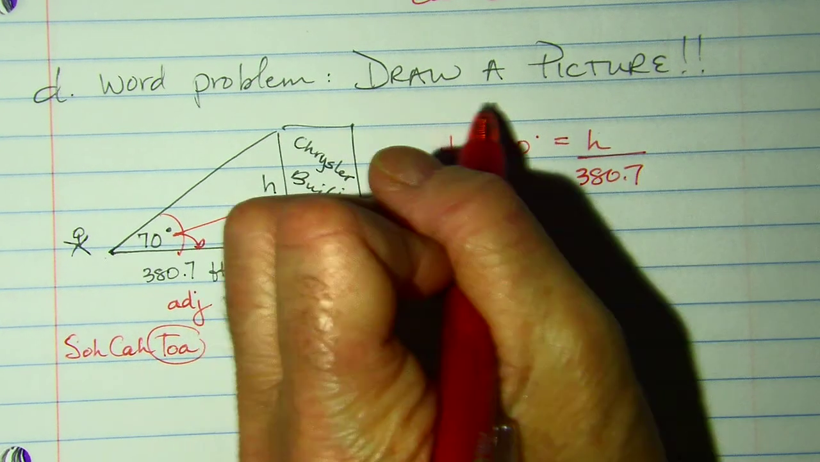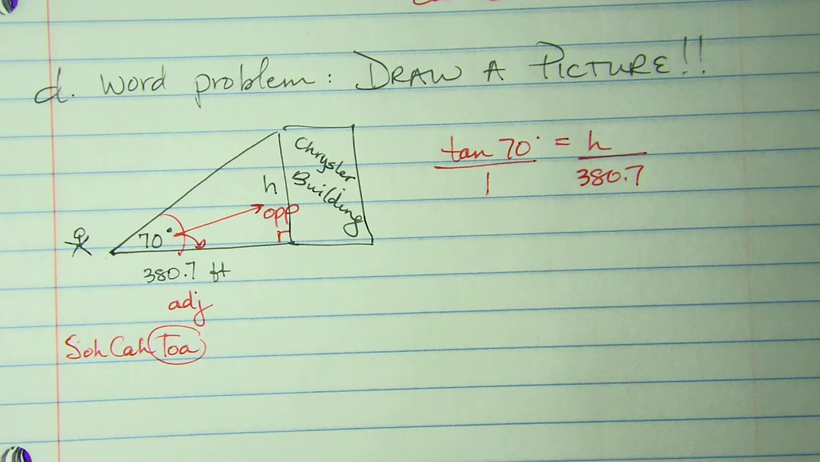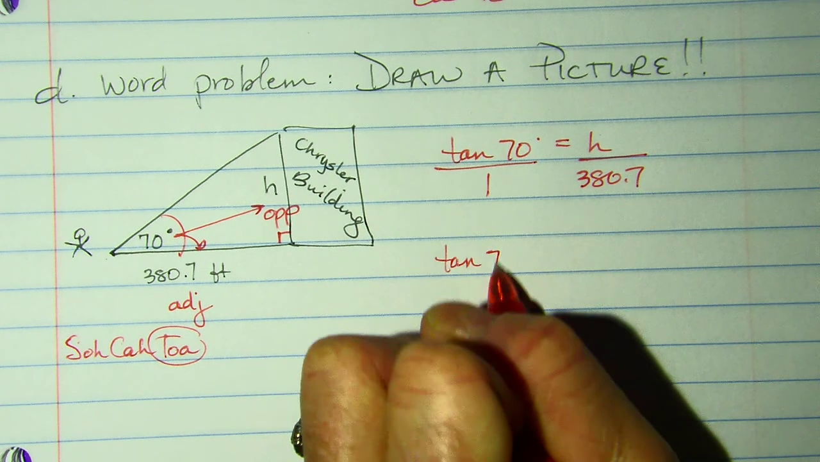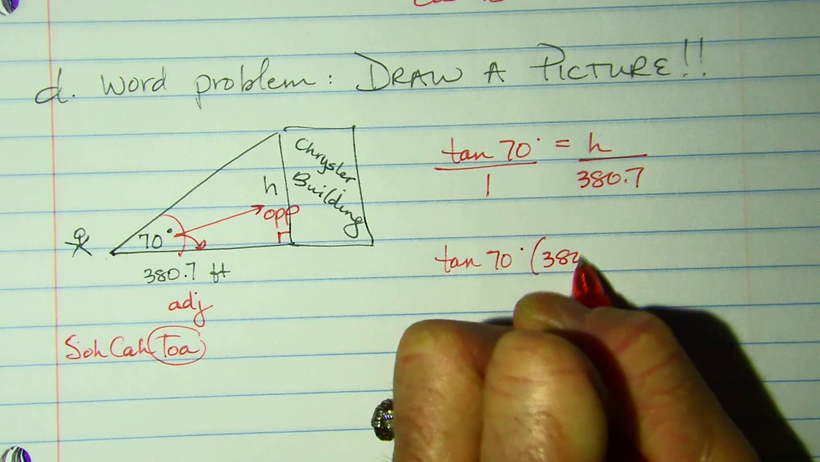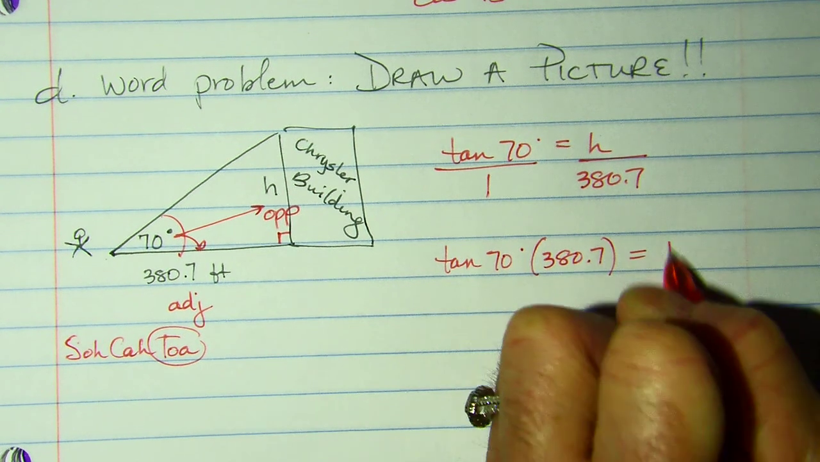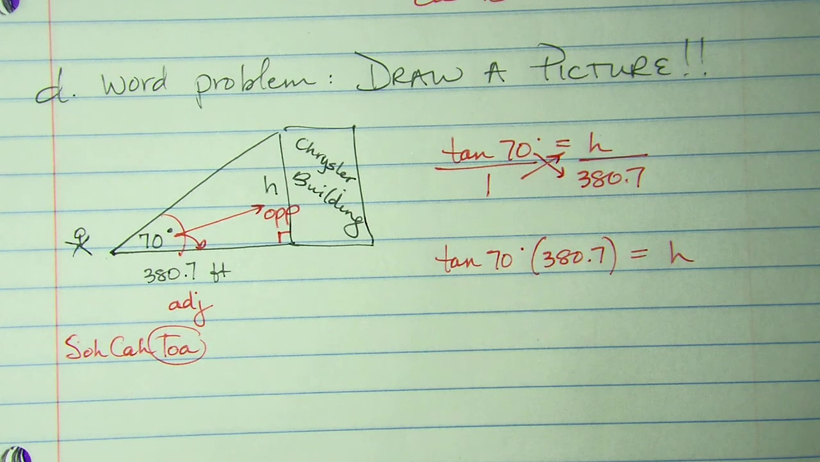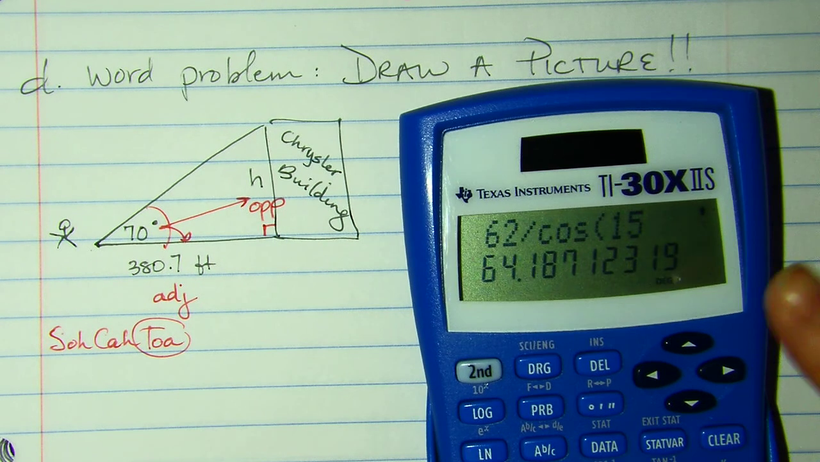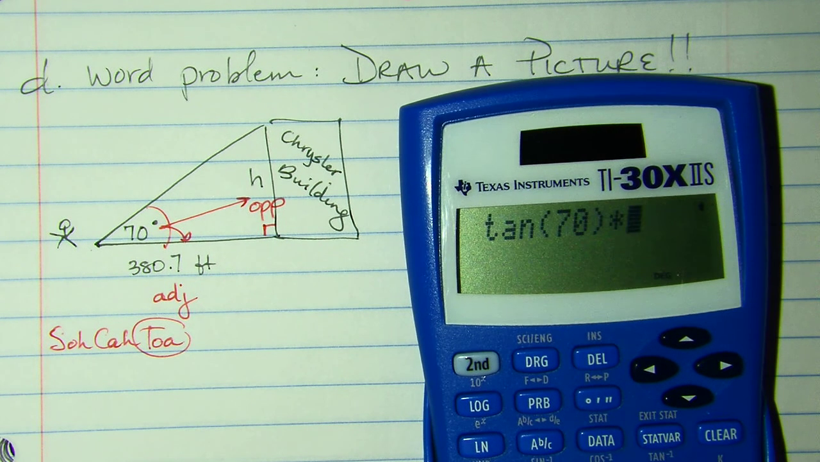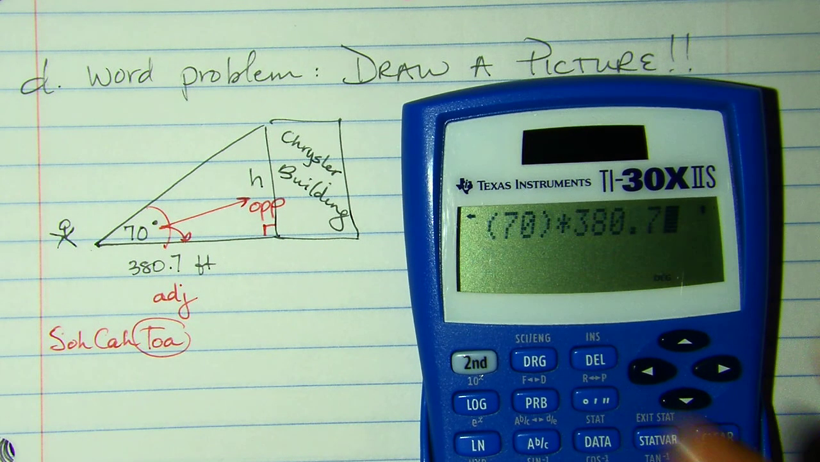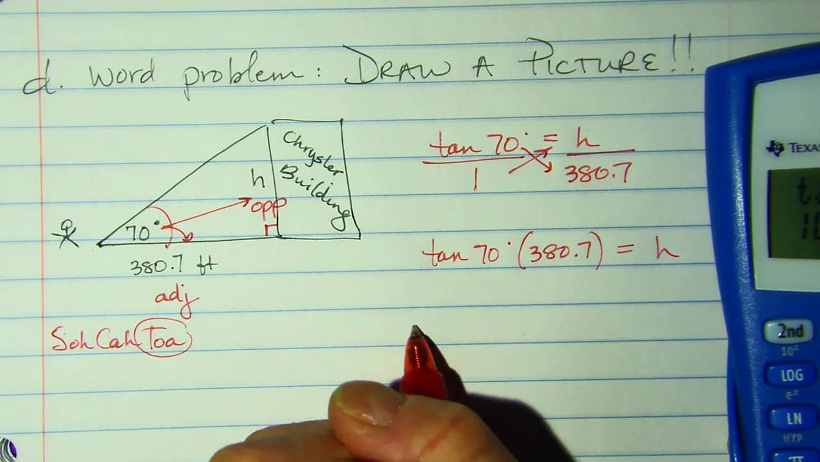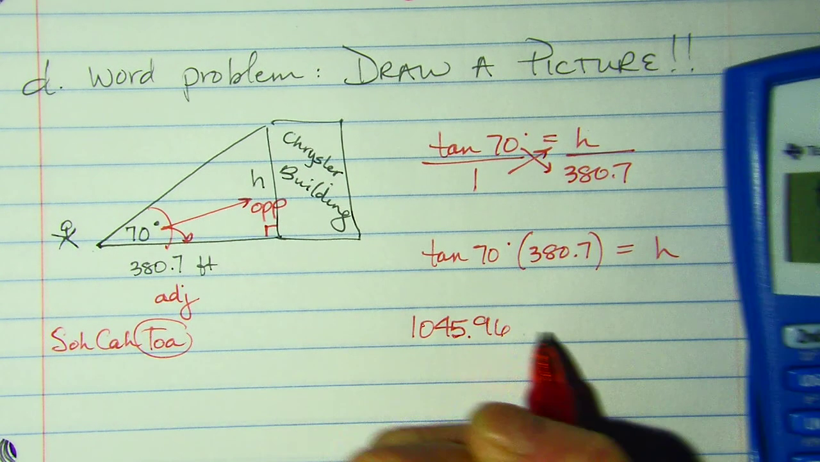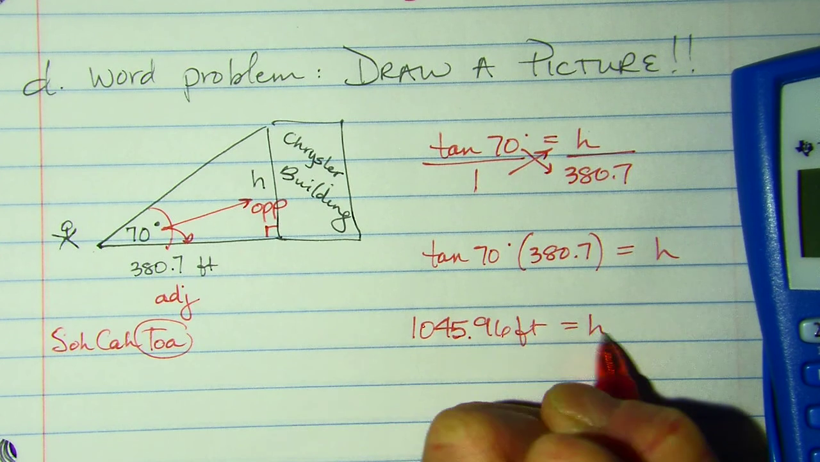So finally, when we're not dividing, I'm going to cross multiply. So the tangent of 70 degrees times 380.7 will equal, and when we cross multiply, we go diagonal. So I'm going to enter exactly that. The tangent of 70 times 380.7, and I get that my height is 1,045.96 feet.